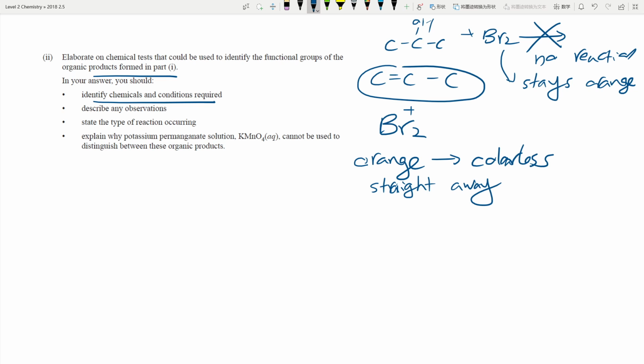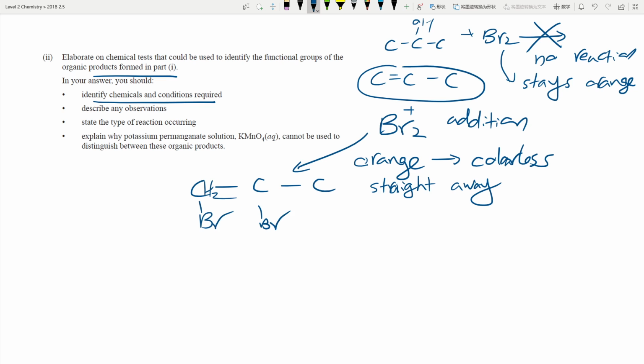Okay, so bromine water is a bad thing to talk about. This is an addition reaction: you have broken the double bond, then you added the two bromines. So if we want to draw this reactant and the products, you just draw this, which is again very straightforward.